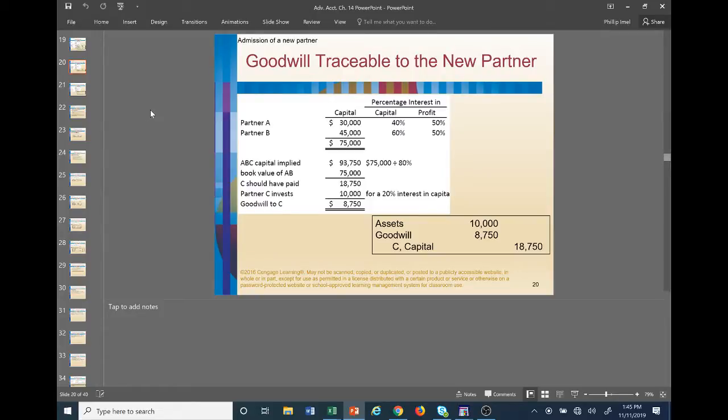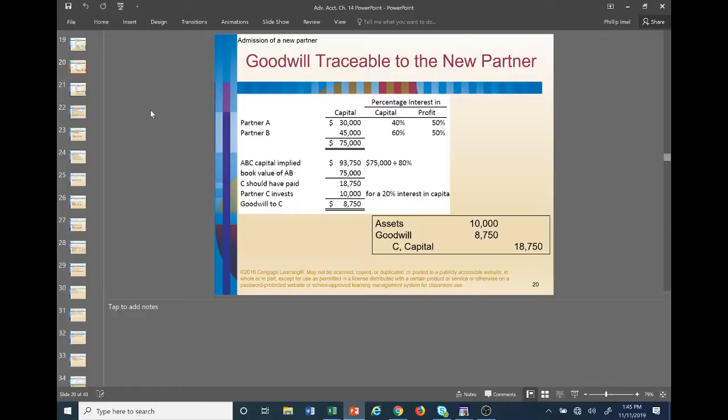Goodwill traceable to the new partner. Assuming net assets of the original partnership are properly valued and should not be written down, it is possible that goodwill may be traceable to the incoming partner. The amount of this contributed goodwill may be computed as the difference between the amount that should have been paid by the new partner, as indicated by the book value of the previous partnership, and the amount of consideration excluding any goodwill contributed by the new partner.